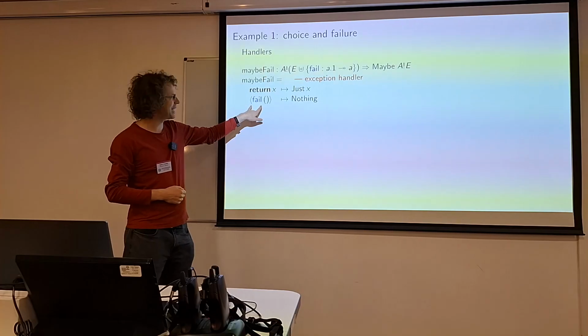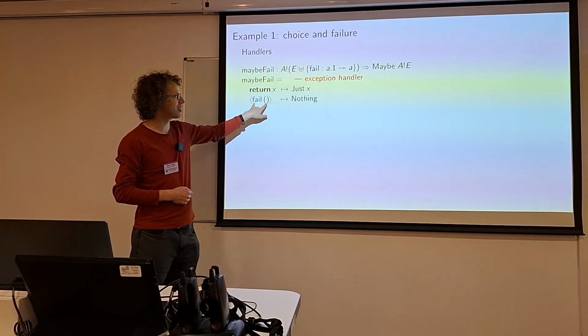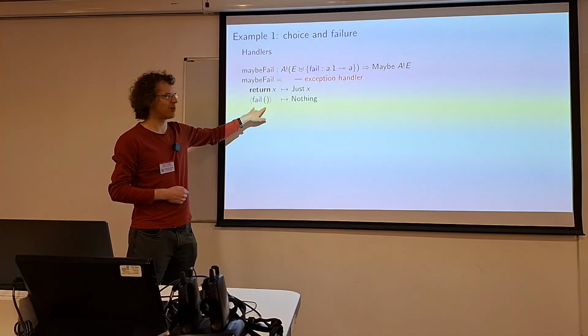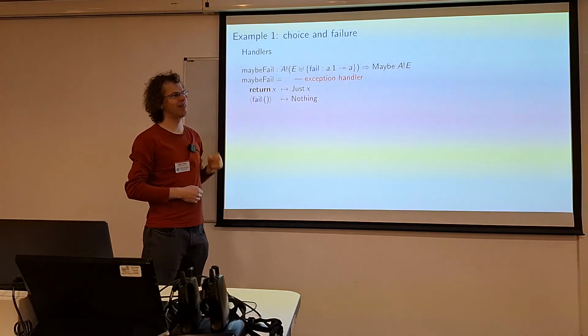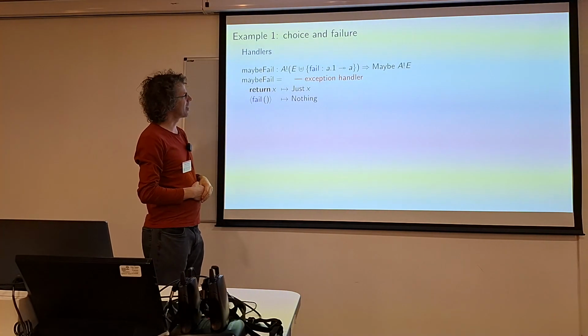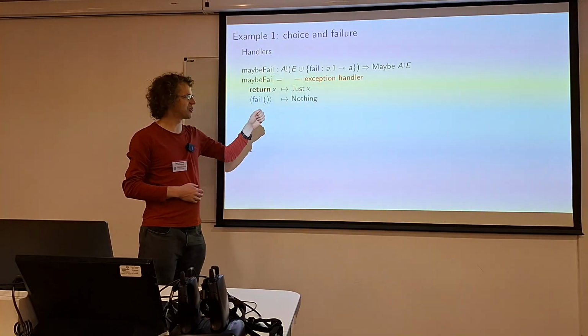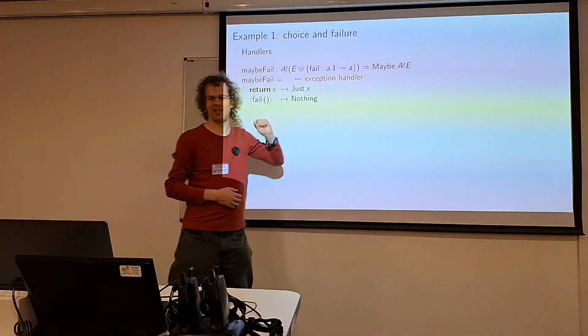And this was a special case of a handler where we don't actually use the resumption, because we can't, because there's no function that will generate an arbitrary A for any type.